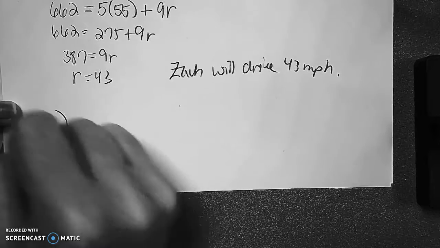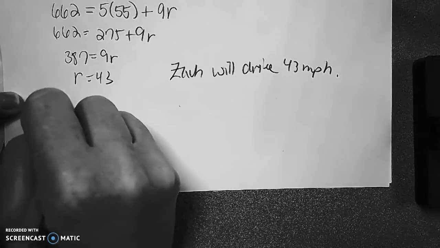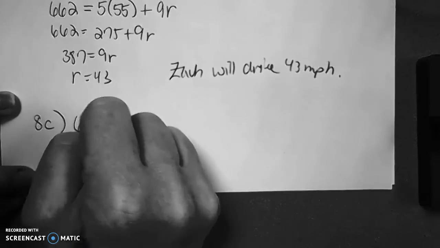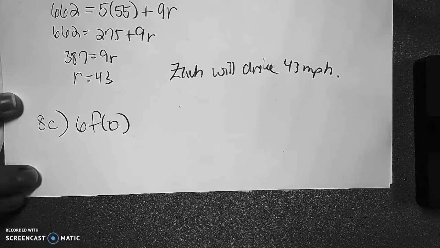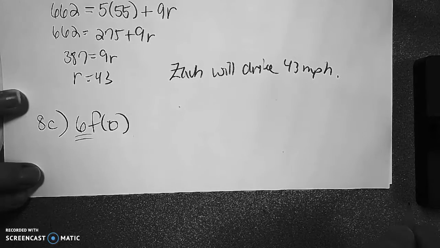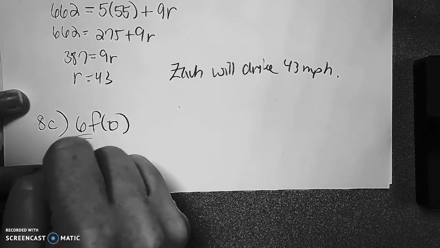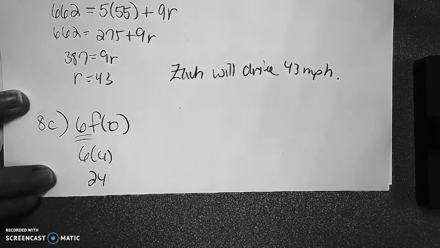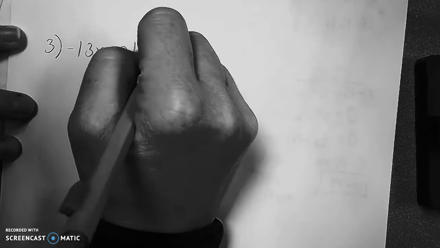On 8C, some of you asked about it, and yes, you caught that on the answer key, I only wrote f of 0. I left the 6 off on the answer key. So as we look at 6 times f of 0 is 4, yes, that would be 24.